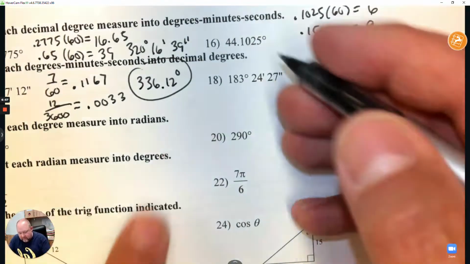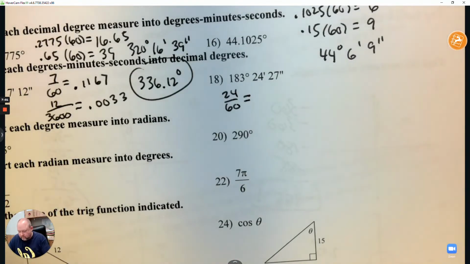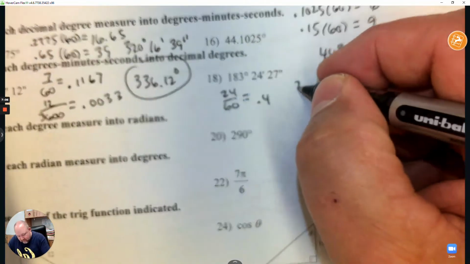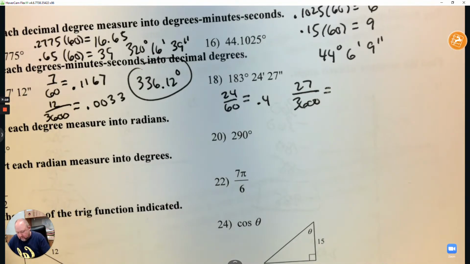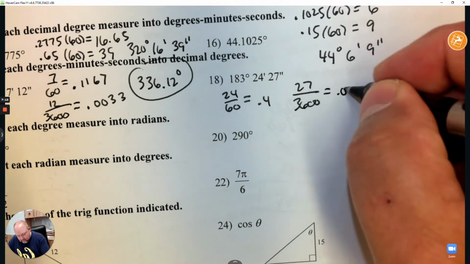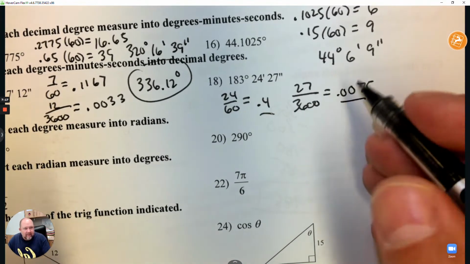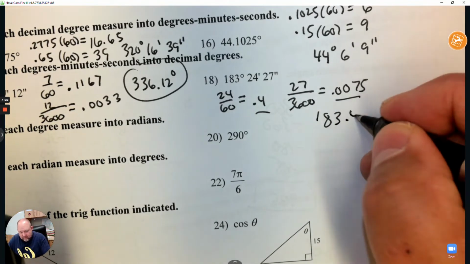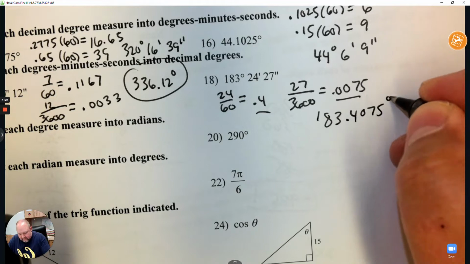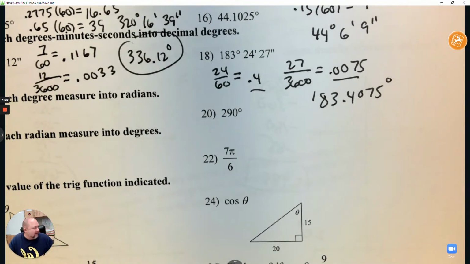So again, 24 minutes, divide by 60, and get an answer. Take 27 seconds and divide by 3600. And then add these together. I can see what it is when you add it together because there's nothing in the 10th spot, so it'd just be 4075 or 408 or 41, and that would be your angle.